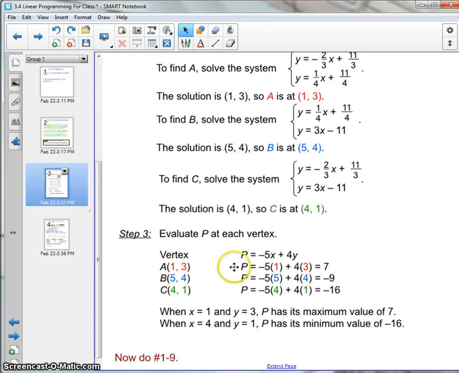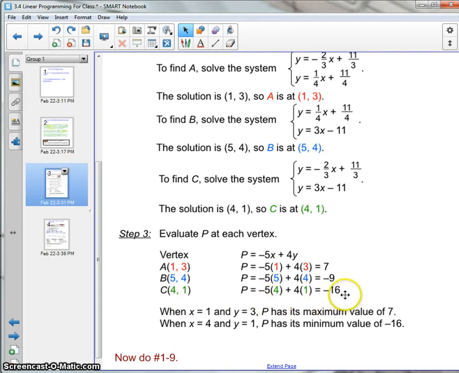So our first one here is P is equal to negative 5x, and we plug in a 1 there for x, so negative 5 times 1 plus 4 times y, which is our 3. So we have negative 5 plus 12 is going to give us a positive 7. Then for vertex B, we want to plug in 5 and 4, so that gives us a negative 25 plus a positive 16, which results in a negative 9. And then point C, 4, 1, we plug in also negative 20 plus a positive 4 gives us a negative 16.